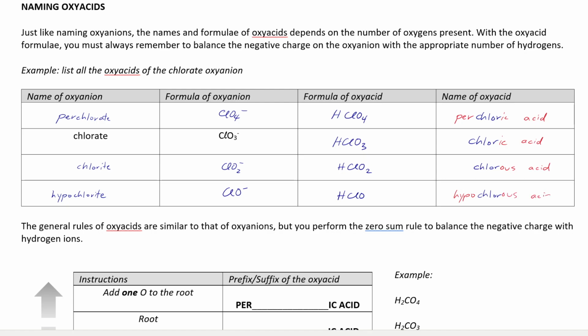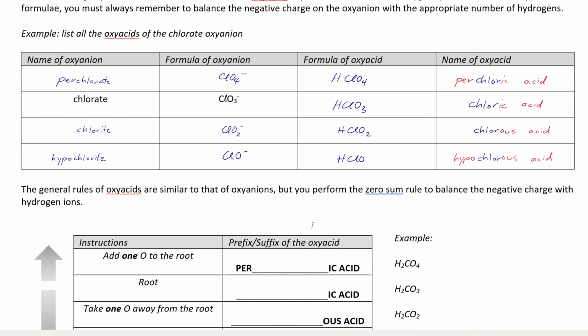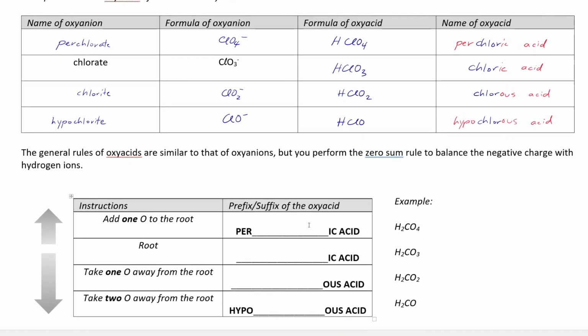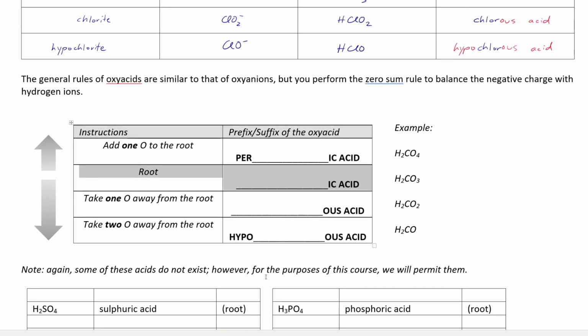What I've done in red for you is exactly what you see here. It's just the rules for oxyacids. You take a look at the root. The root is ic acid. If you add an oxygen, it becomes per-ic acid. If you take one oxygen away, it becomes ous acid. And if you take two oxygens away from the root, you get hypo-ous acid.